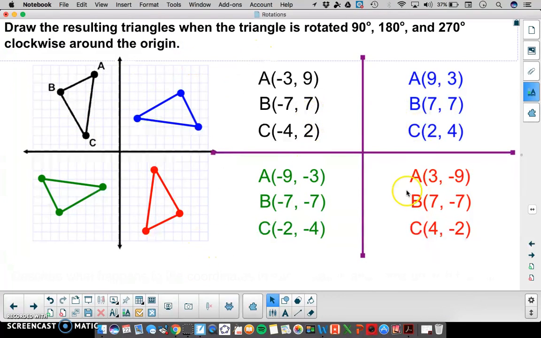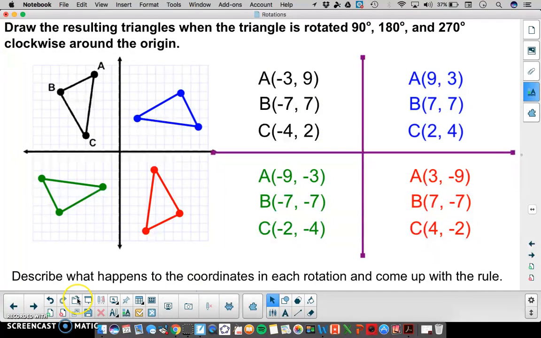Now I want you to consider each of these rotations and describe what happens to the coordinates in each of these and come up with a rule for the 90 degree, 180 degree, and 270 degree rotation clockwise.